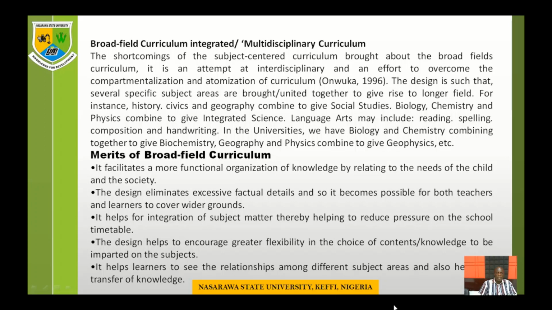Biology, chemistry, and physics combine to give integrated science. Language arts may include reading, spelling, composition, and handwriting. In the universities, we have biology and chemistry combining together to give biochemistry, geography and physics combining to give geophysics, etc. So you discover that in the broad field curriculum, one or two subjects combine together to give a sound knowledge.